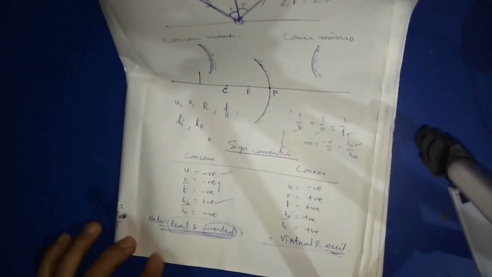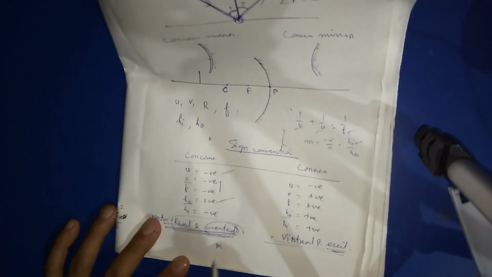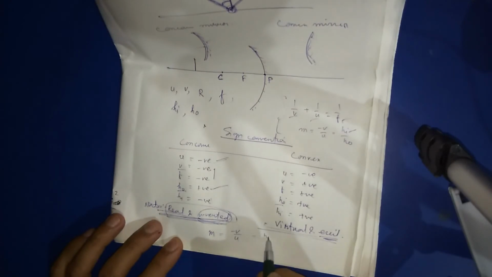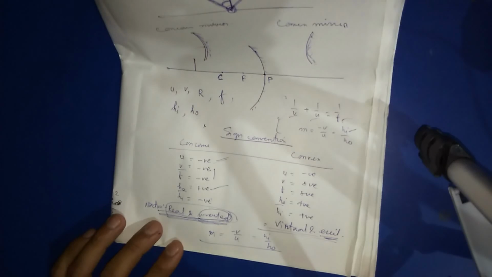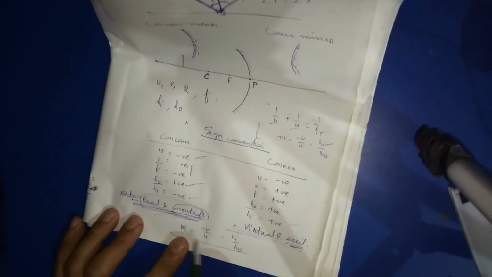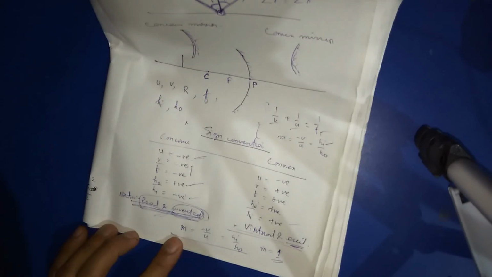Now the next one, there is one more thing, magnification. Magnification is minus v by u or hi by ho. Now let us see the nature. If hi is negative, the image will be really inverted. If hi is positive, it will be virtually erect. If m is equal to 1, which happens only when hi and ho are the same height or v and u values are the same, then the height of the image and the height of the object are the same.